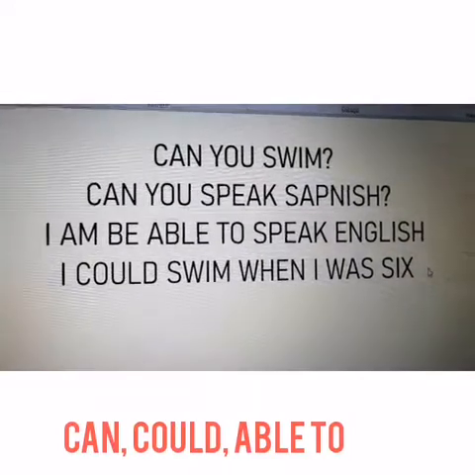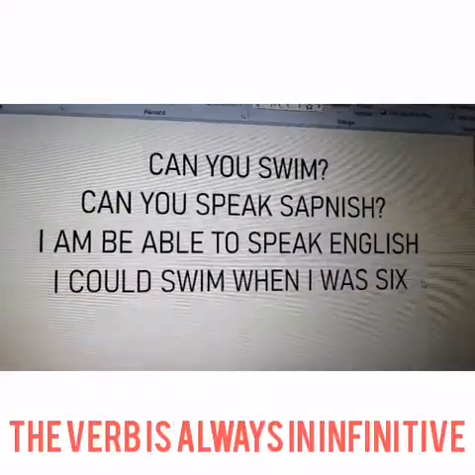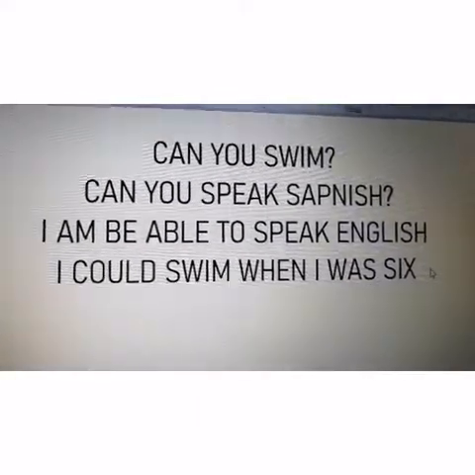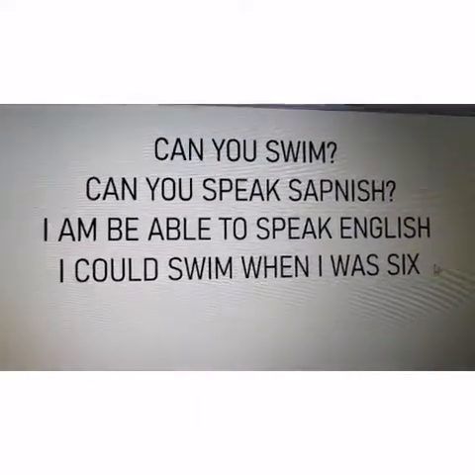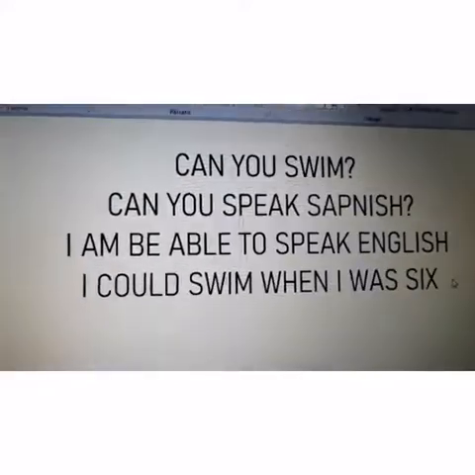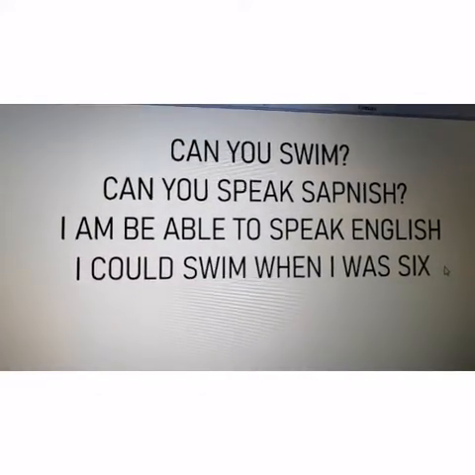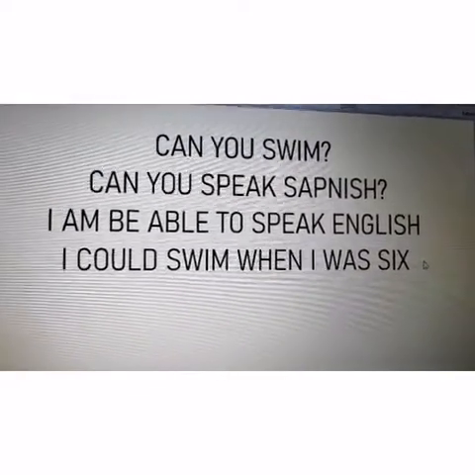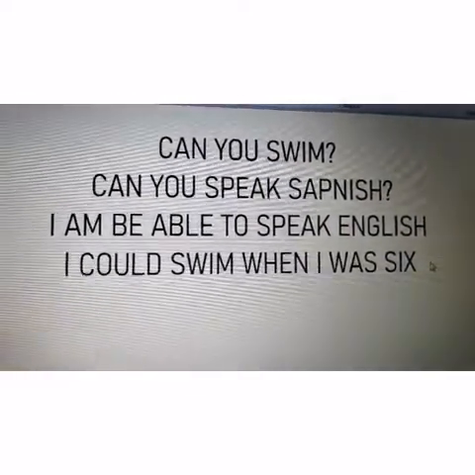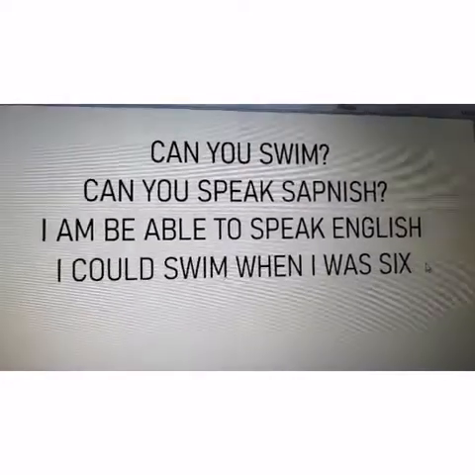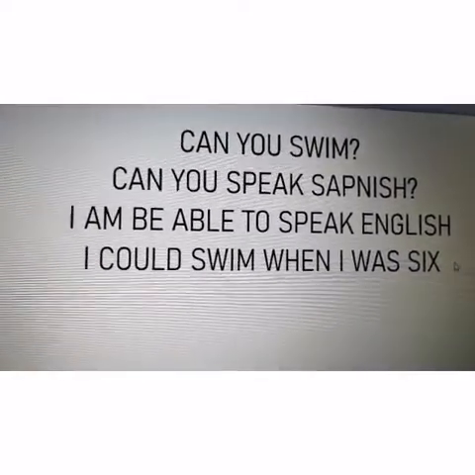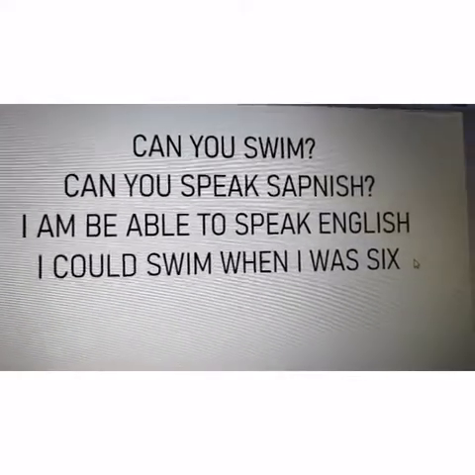For ability, the most common modal verb is can, like: can you swim, can you speak Spanish, I can play tennis, I can play football. And we have be able to: I am able to speak English or I am able to speak Spanish. It's the same as can. And we have could to express the past: I could swim when I was 6.